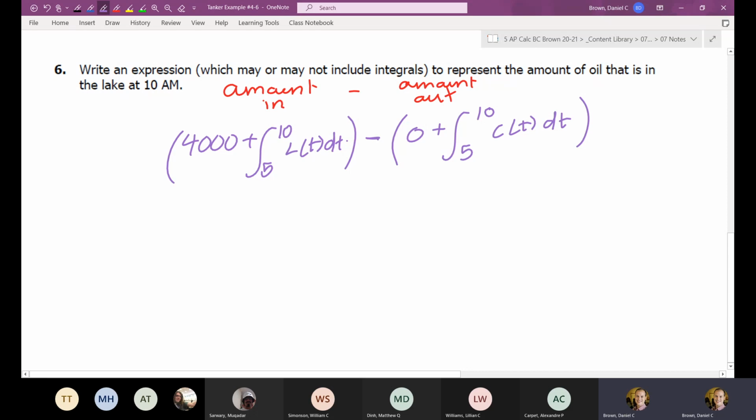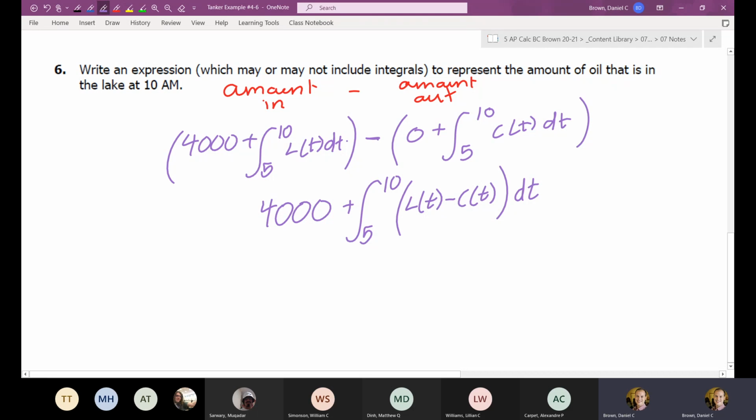Do you want to talk about how we can simplify that answer? If this was a multiple choice question, which they often have on a multiple choice one of like what would be the setup, they wouldn't write it as 2 separate integrals because both those integrals have the same start and end values. You can combine like terms, if you will. 4,000 minus the 0. So at t equals 5, there's a total of 4,000 gallons in the lake. And then from 5 to 10, I have the L of t function minus the C of t function with respect to dt.